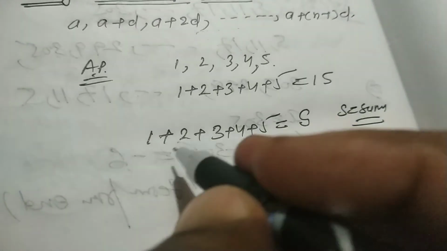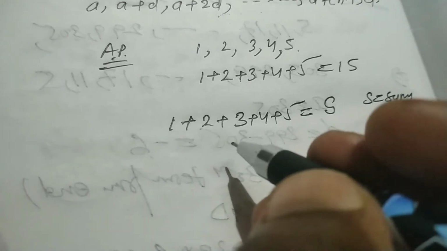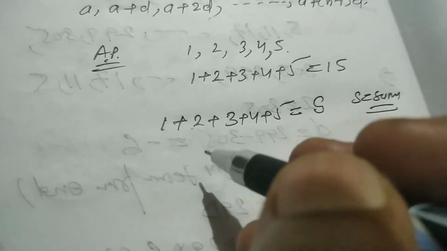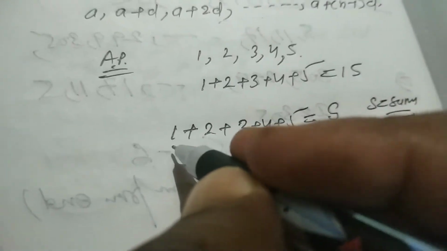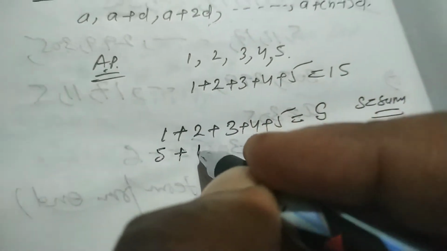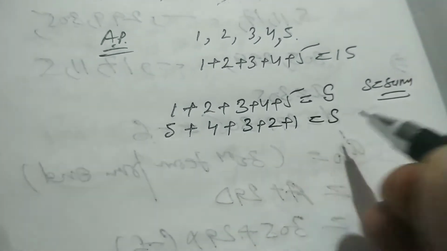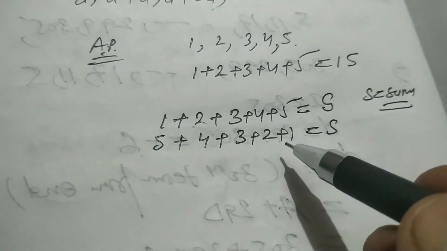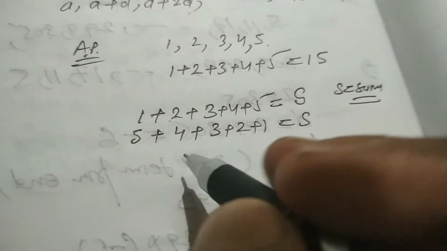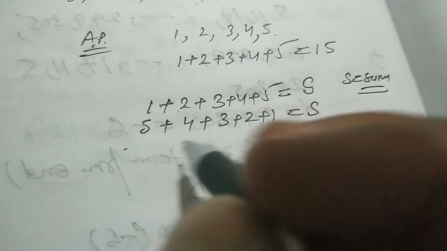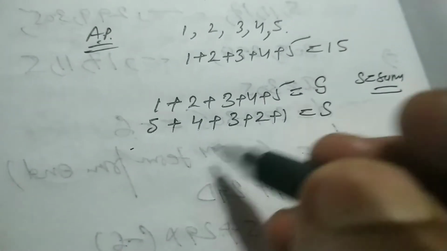And if you write it in reverse order, we get the same numbers. This is 5, 4, 3, 2, 1. This is again the same thing, but I have written it in reverse order. Both are S. What we get is a very good thing: all the terms are the same in the AP.